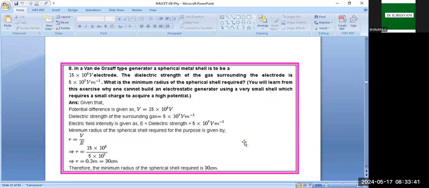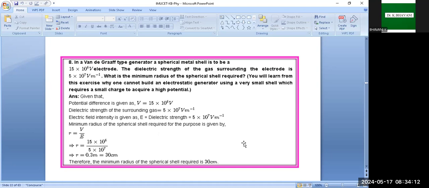So I have to write the given values. V is equal to 15 into 10 power 6. The dielectric strength, that is the electric field intensity E, is equal to 5 into 10 power 7. To find the minimum radius, R is equal to V by E. Substitute V is 15, E is 5, so R is equal to 0.3 meter. Convert this, it is 30 centimeter. That's all. Very simple problem, guys.